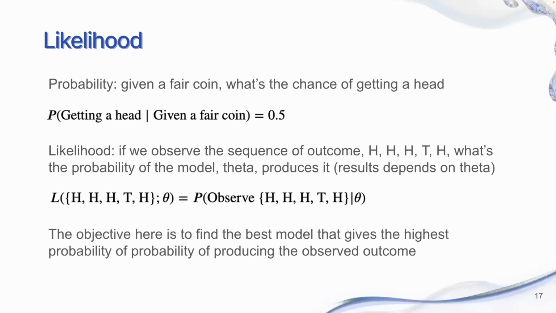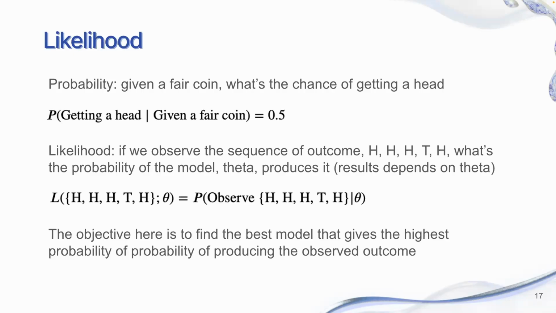For probability, let's say I give you a fair coin, and the fair coin in this case is just your model. It generates heads 50% of the time and tails the other 50% of the time. So your probability is that given this model, which is a fixed coin, how likely would it generate a head, which in this case is just your data. And getting a head given a fair coin is just 0.5.